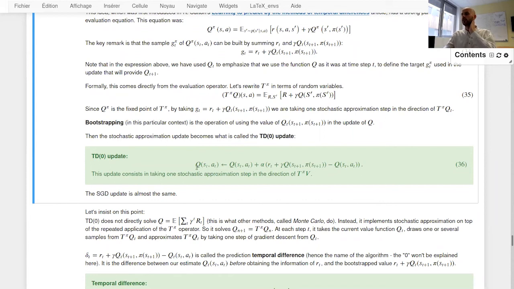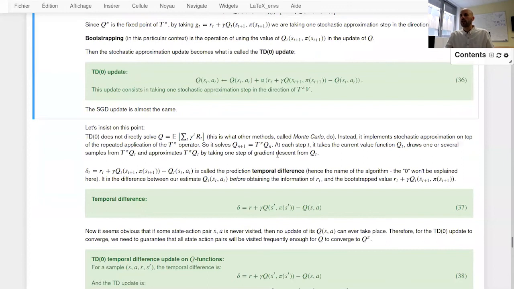So it is the update that says Q of S_t, A_t is replaced by Q of S_t, A_t plus alpha times this realization that is bootstrapped, R_t plus gamma Q of S_{t+1}, pi of S_{t+1}, minus Q of S_t, A_t. So the difference between that G, which is the big thing here, and the Q of S_t, A_t value that we defined earlier. So this update really consists in taking one stochastic approximation step in the direction of T pi of V every time a sample comes in. And the SGD update is almost the same, it just involves a sum here.